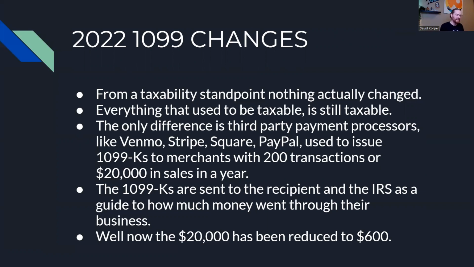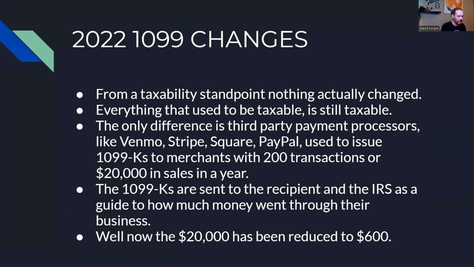The only difference is that third-party payment processors, think like Venmo, Stripe, Square, PayPal, there is another form called a 1099-K that those processors had to issue if there were more than 200 transactions in a year or more than $20,000 in sales. So for a lot of small businesses, they didn't hit these numbers, right? They might use Venmo for a couple things, they might use PayPal for a couple things, but collectively, they probably didn't hit that 200 or $20,000 in sales every year. So 1099s weren't issued.